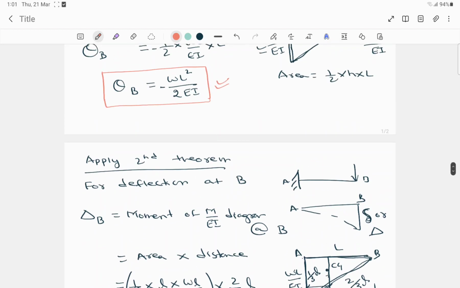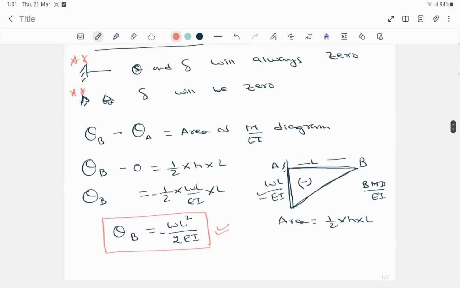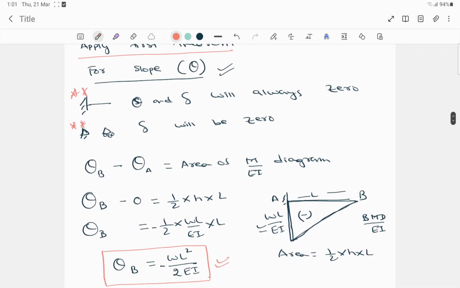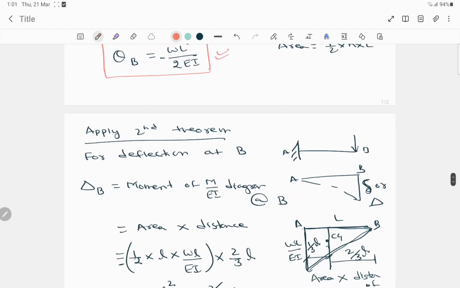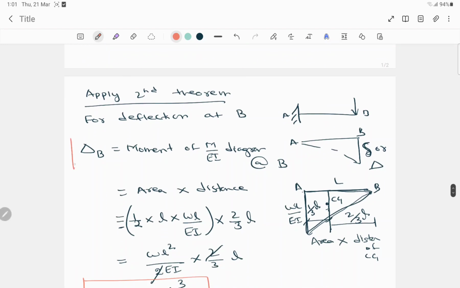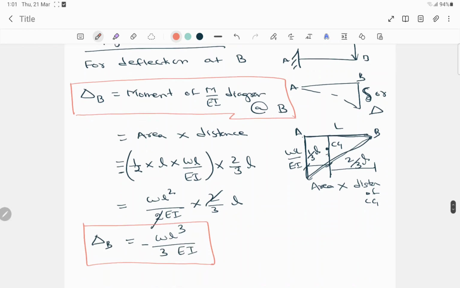Now the most important thing we need to remember is, to find the slope we have to use this formula. For finding the slope, we have to find the area of the M by EI diagram. And for finding the deflection, we have to remember this formula, that is the moment of the M by EI diagram. The moment can be determined by the area into the distance.